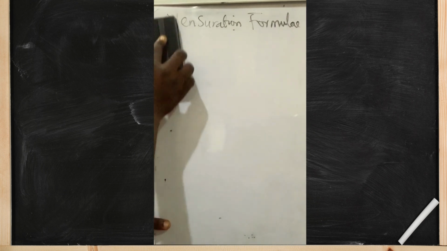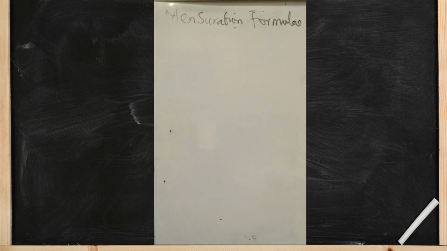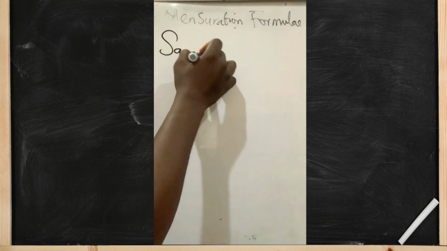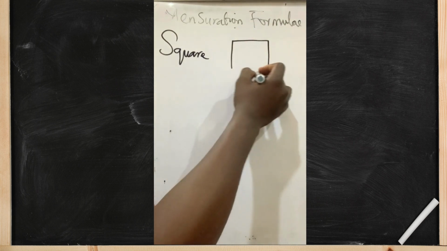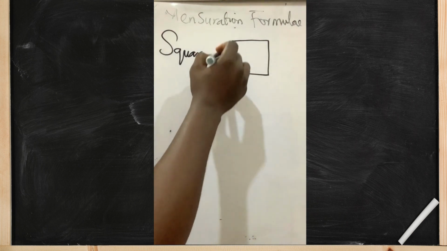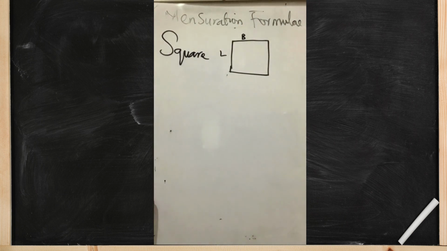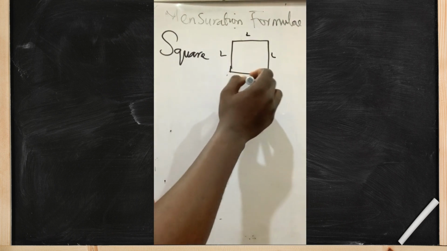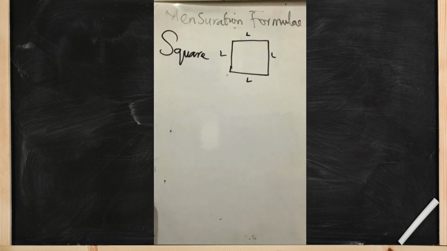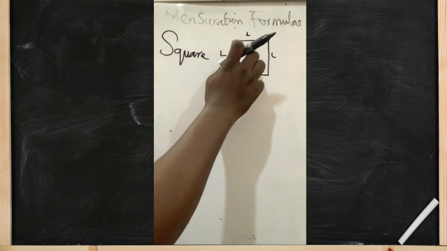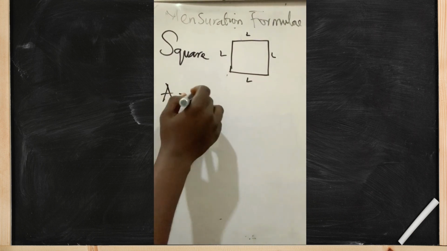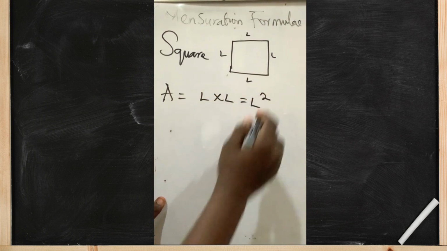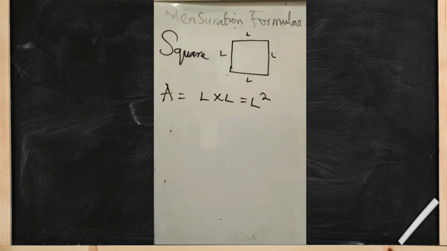Now, the next thing is a square. When you talk about a square, one unique property about a square is that all sides are equal, meaning the length and the breadth are equal to each other. So if the length and the breadth are equal to each other, we can come to a conclusion that all of them are the same, L. Now, to get the inner surface, which is the area of the square, it is going to be L times L, and that is L squared. That's the area of a square.